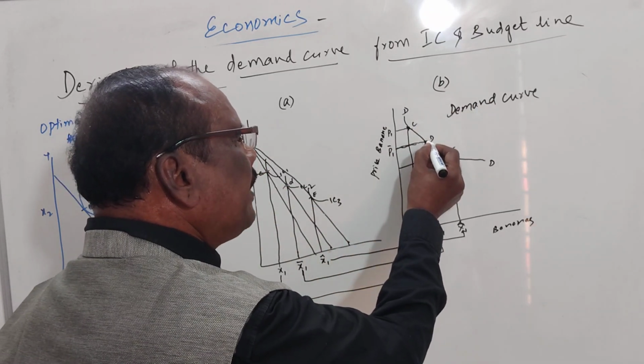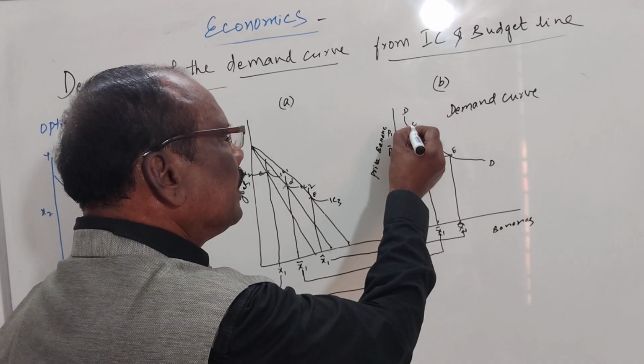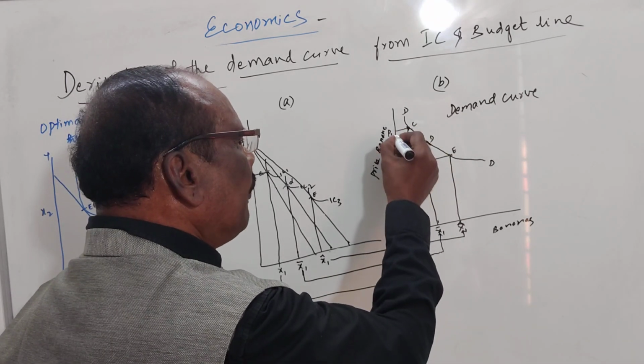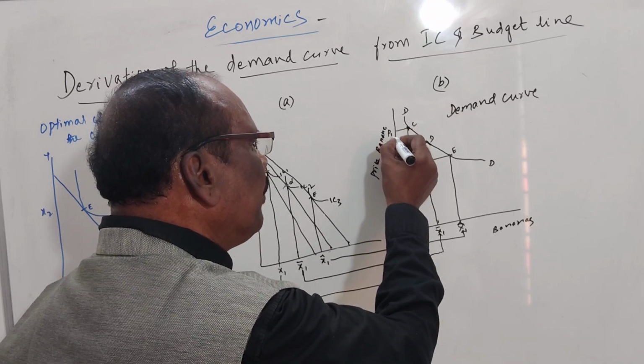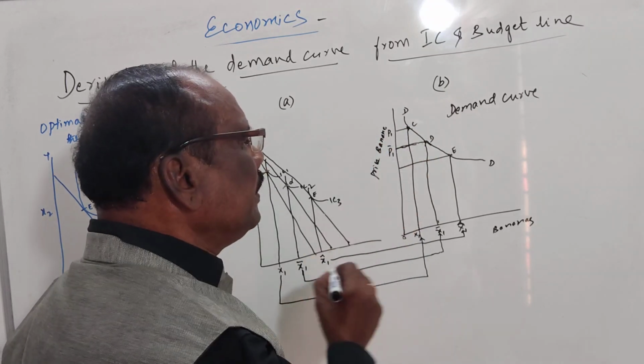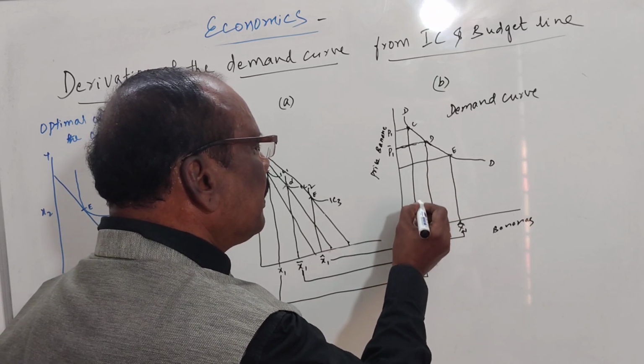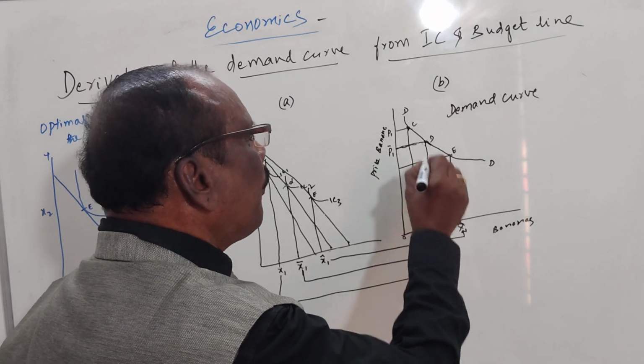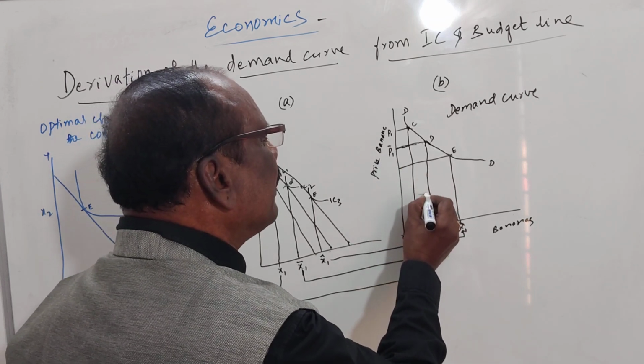He moves to point D. First, he will be at C, then he moves to point D. When price falls from P1 to P-1, then he will demand more bananas. That means demand for banana increases.